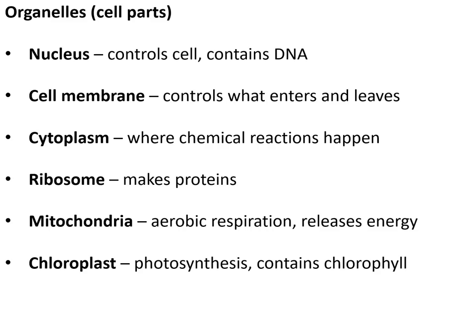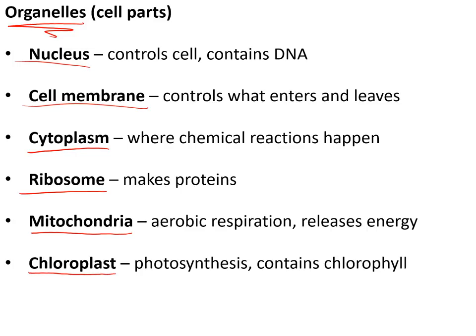In terms of what some of those things do, we call each one of those parts of a cell an organelle. The nucleus contains DNA and it controls the cell. The cell membrane controls what enters and leaves the cell. The cytoplasm is where chemical reactions inside the cell happen. Ribosomes make proteins. Mitochondria are where aerobic respiration takes place and that releases energy. And chloroplasts contain chlorophyll and that's where photosynthesis happens.